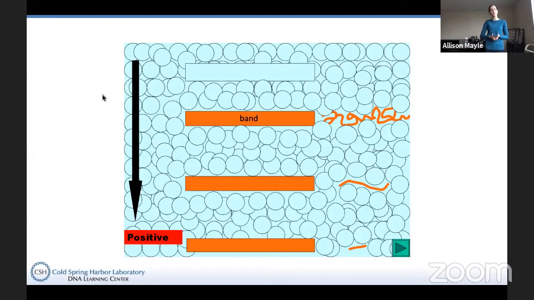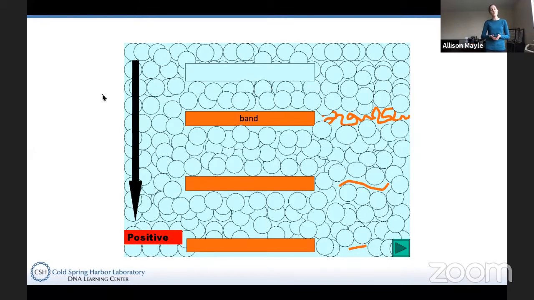So it wouldn't be just one small piece of DNA like I have in this picture here. It would be lots of small pieces of DNA like in the previous picture. And they all accumulate where I have this little orange rectangle in something called a band. And we'll be able to see those bands when we expose the gel to a UV light or a blue LED light, depending on your stain, and they'll be kind of glowing.